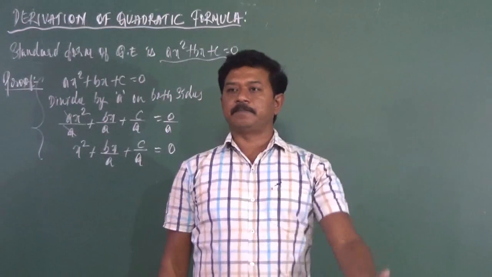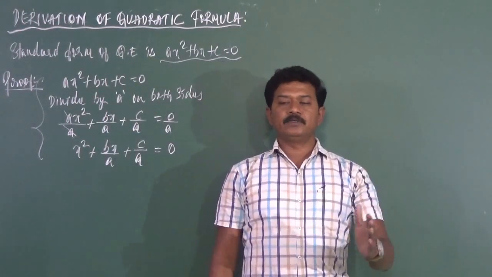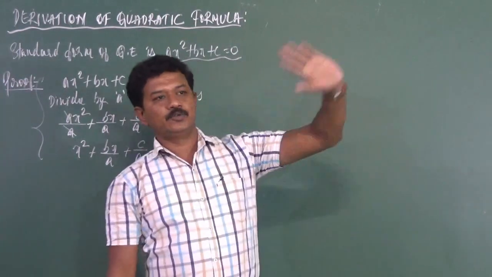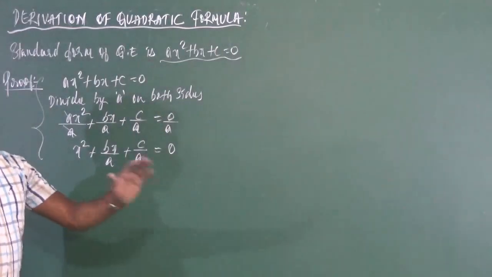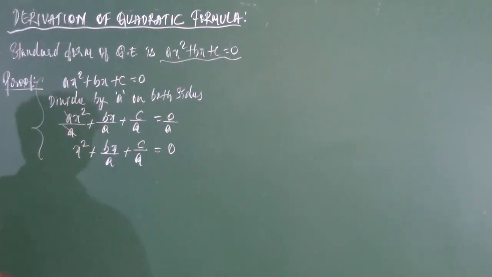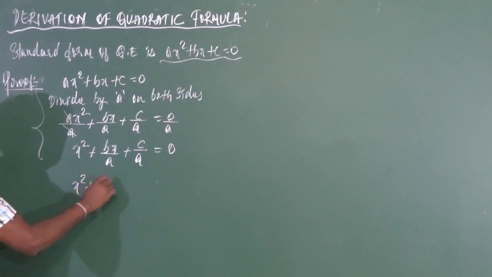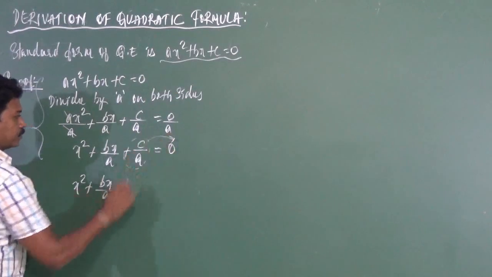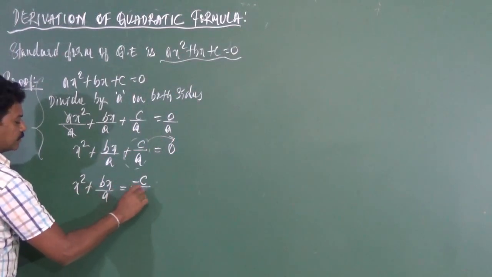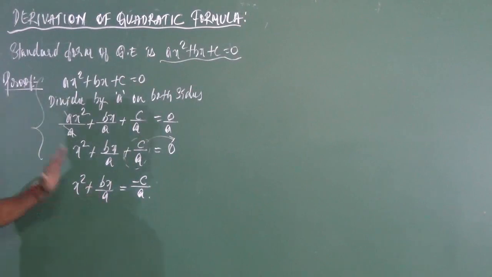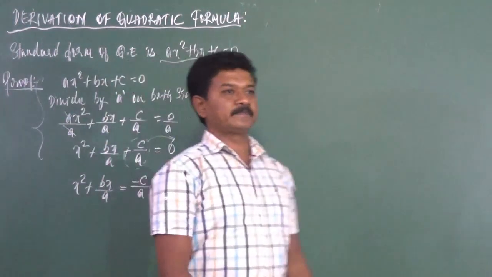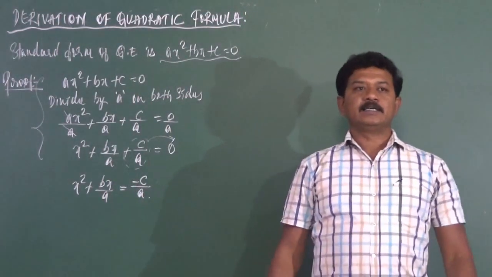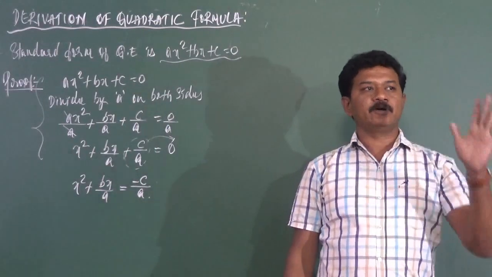So what is to be done in the next step? In the next step, you have to transpose the real constant with its sign to the RHS. Transpose the real constant to the RHS, right? So x square plus bx by a is equal to plus c by a. When it gets transposed to the RHS, it is going to become minus c by a. From here, the real story starts. These are all the initial steps to be followed. From here, the real story starts. That is Sridhara's method we are going to apply, right?